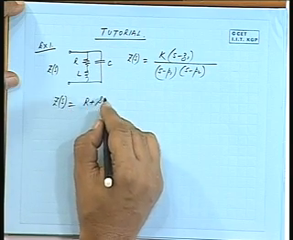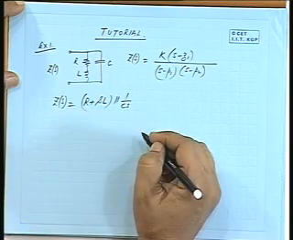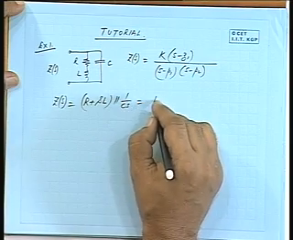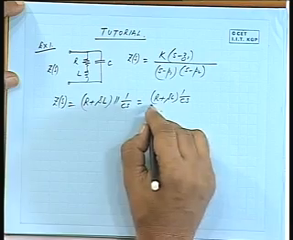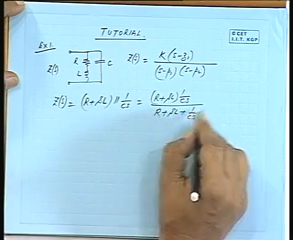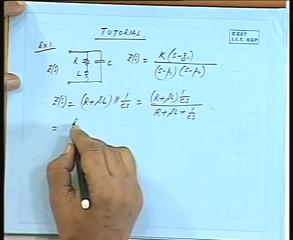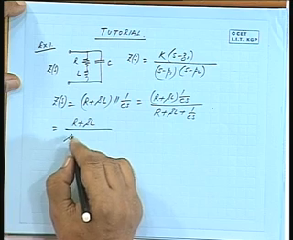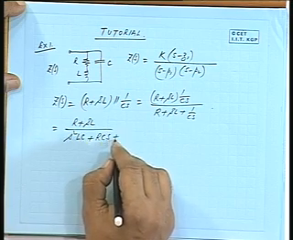R plus SL in parallel with 1 by CS. So, that gives me R plus SL into 1 by CS by R plus SL plus 1 by CS. If I multiply throughout by CS, that gives me R plus SL by S square LC plus RCS plus 1.